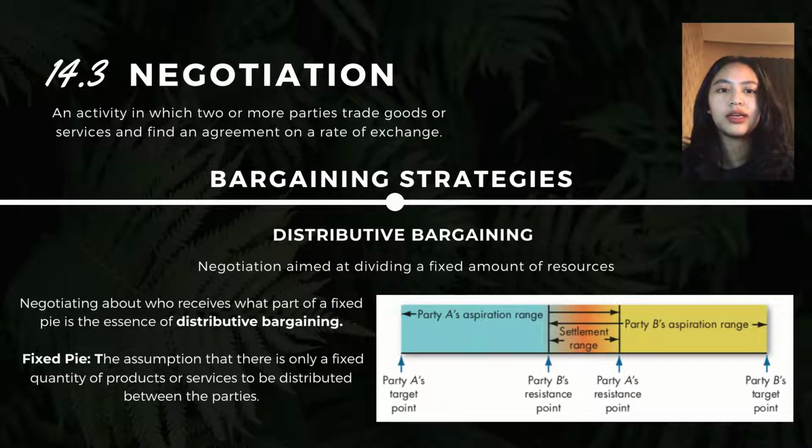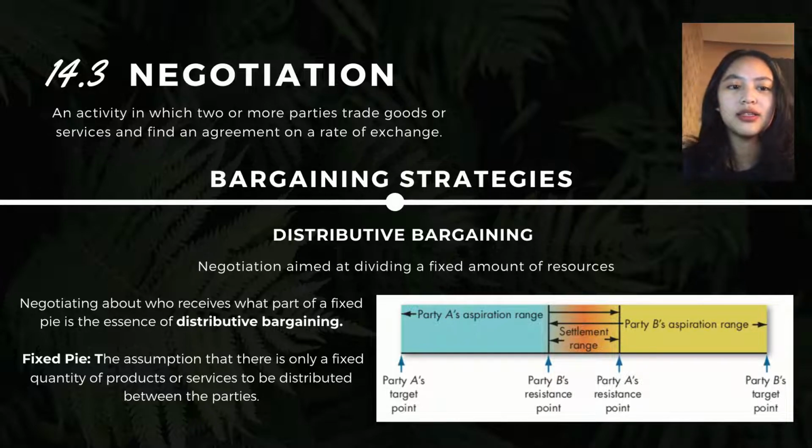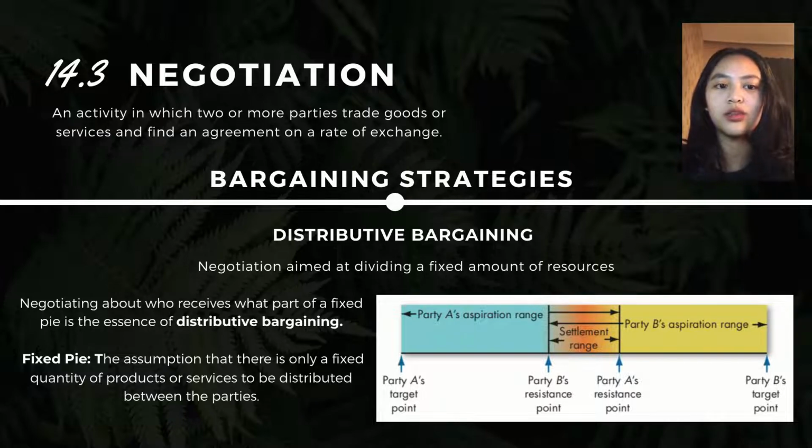Negotiation is an activity in which two or more parties trade goods or services and try to agree on a rate of exchange. There are a few bargaining strategies. The first one is distributive bargaining. It is a negotiation that aims at dividing a fixed amount of resources. Negotiating about who receives what part of a fixed pie is the essence of distributive bargaining. The fixed pie is the assumption that there is only a fixed quantity of products or services that need to be distributed between the parties.